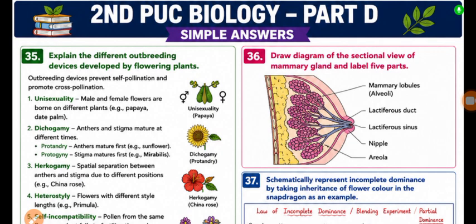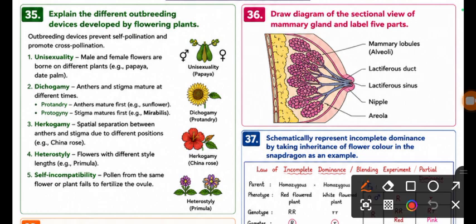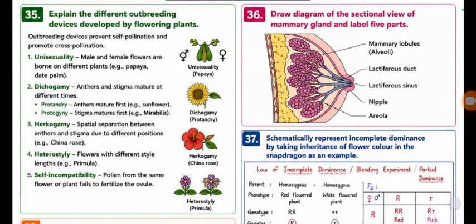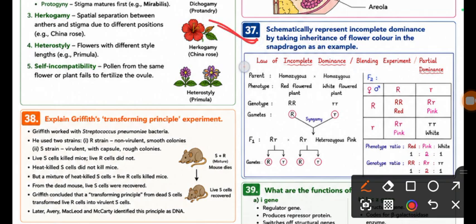Now we have part D question answers for 5 marks. You can see 35th question, different outbreeding devices. So these are the different outbreeding devices like unisexuality, dichogamy, herkogamy, heterostyly, and self-incompatibility. If you mention and explain this, you will get definitely 5 marks. Then the diagram of mammary gland, very important to the exam. 5 labelings you remember. Then 37th question, incomplete dominance schematic representation is there. That is very important for 5 marks.